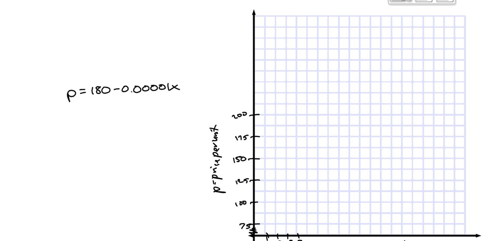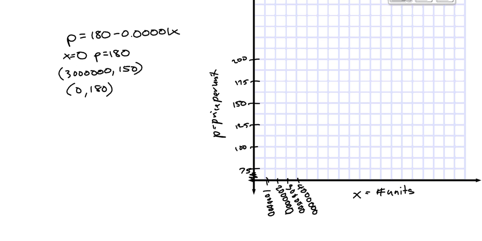And I know the y-intercept is at 180 and the slope is negative 0.00001x. And I'm just going to say, well, if x is 0, p is 180. That would give me a nice point. I already know that if x is 3 million, then p is 150. So that'll give me those 2 points. And I can graph that as I go. So let me just find those.